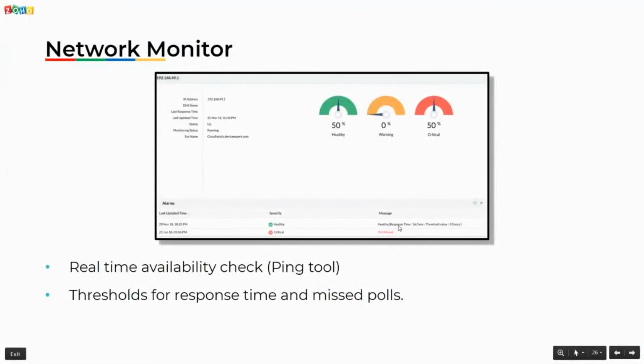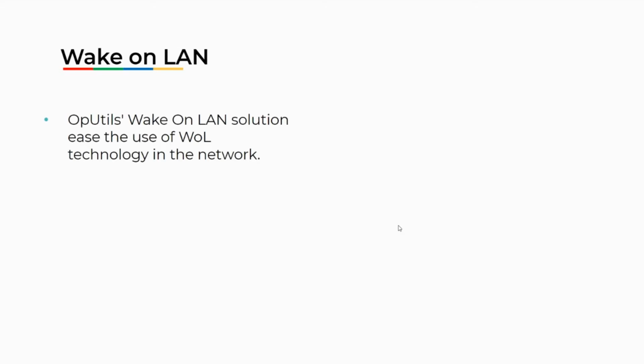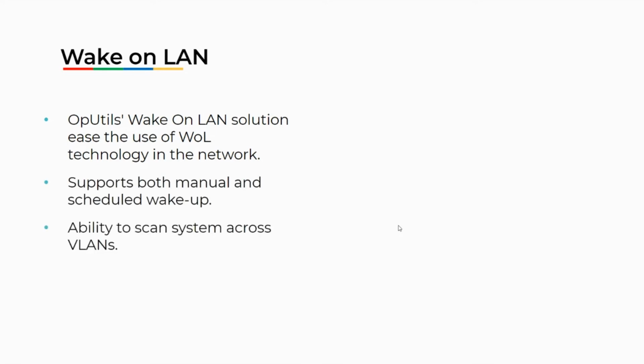So the next tool in our list is Wake on LAN. Wake on LAN has been a very common technology that has been in use ever since. It simplifies the process of having to reach your devices physically, press the power button, and boot them. So OpUtils gives you an advanced Wake on LAN tool that helps you ease the use of this technology in your network. So it supports both manual and scheduled wake up, and it also gives you the ability to scan systems across VLANs.